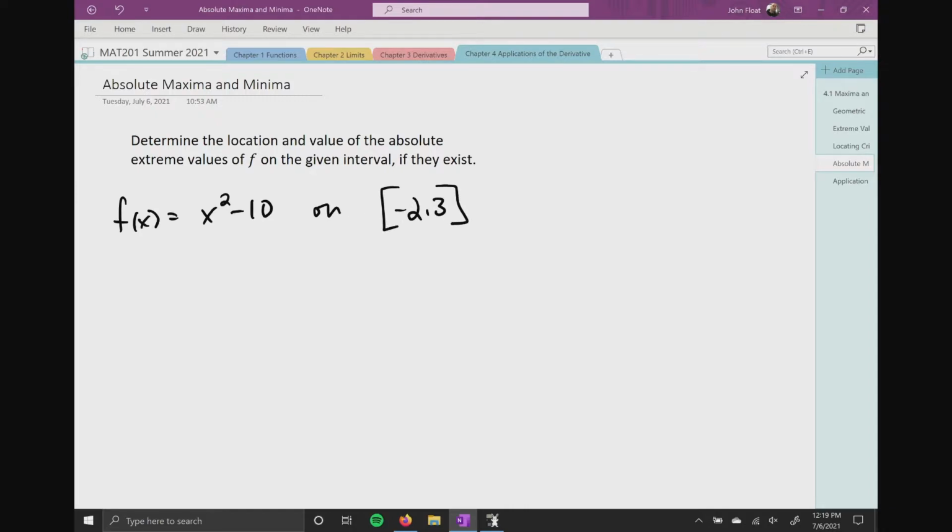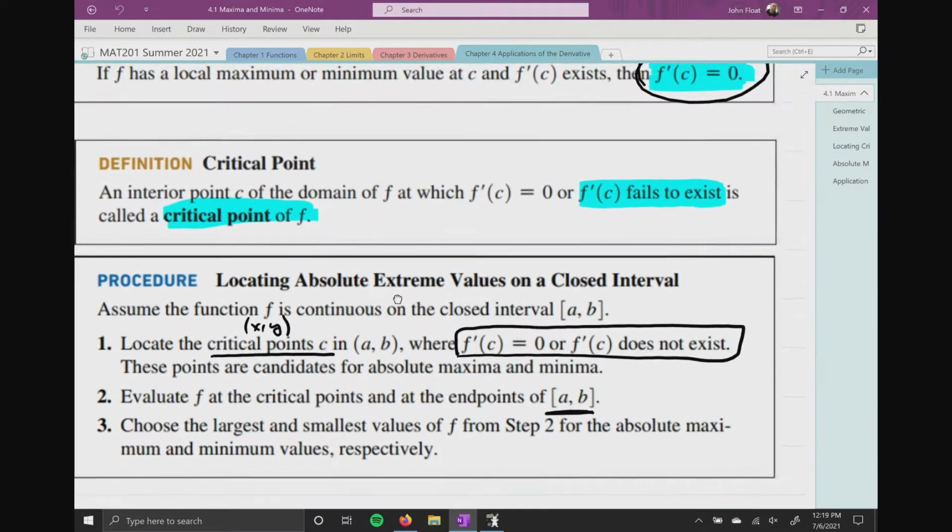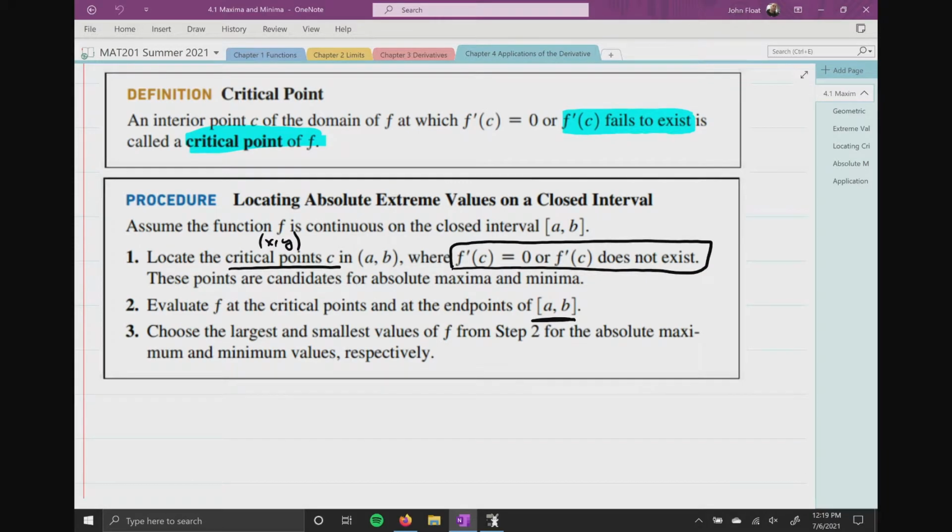-2, 3. So this is where, and I'm going to go back to our notes real quick. This is where we're going to actually use this procedure. So 1, we're going to find the critical points in the open interval. 2, we're going to evaluate f at the critical points and at the end points. We're going to create a little table. And then 3, we're just going to label things.